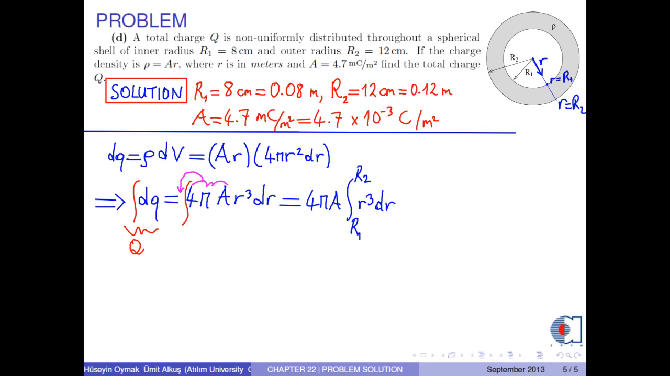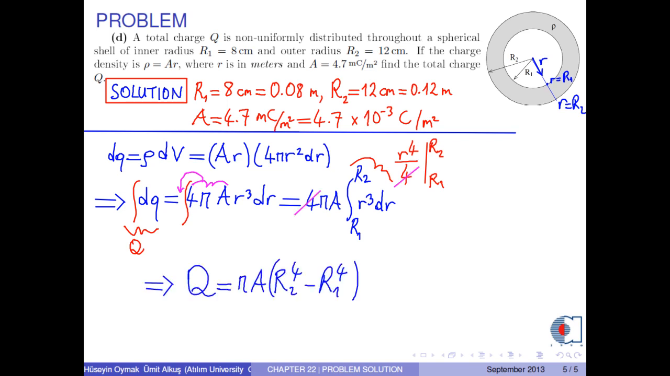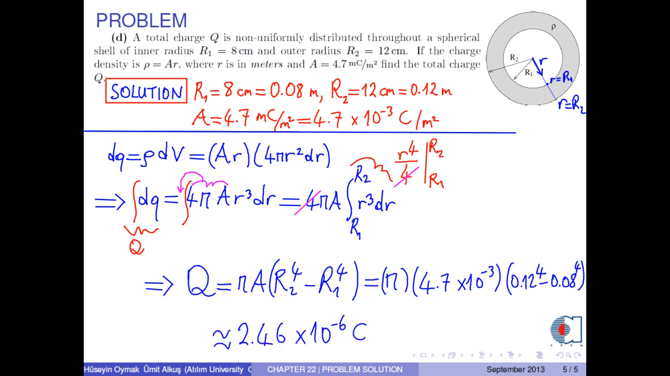Since the integral of R cubed is R to the fourth over 4, total charge is obtained as pi times A times R2 to the fourth minus R1 to the fourth. Now we put the numerical values into this formula. As a result, we obtain 2.46 times 10 to the negative 6 coulombs, or 2.46 microcoulombs.